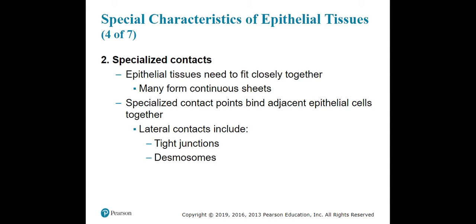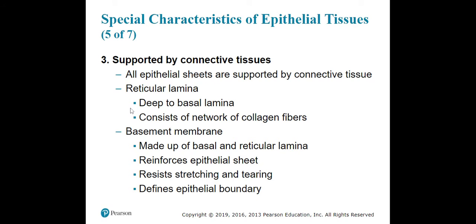Specialized contacts. So epithelial tissue can fit closely together, and it makes a continuous sheet. Each cell has to talk to each other, and it does this by binding these cells together through lateral contacts like tight junctions or desmosomes. And I will show you pictures of those later. It is supported by connective tissue. The connective tissue holds the epithelial tissue to the rest of the body and keeps it together.